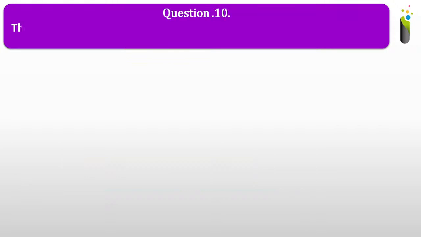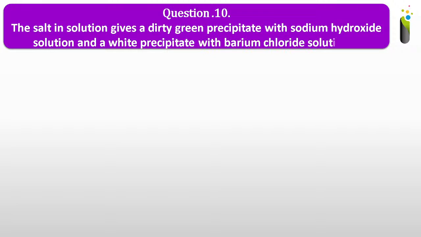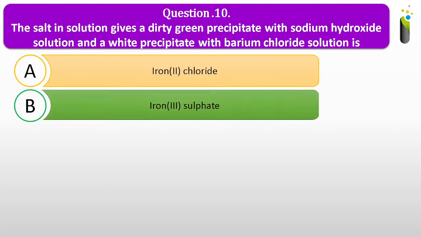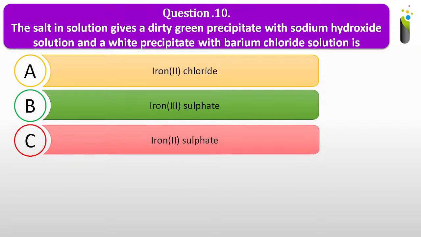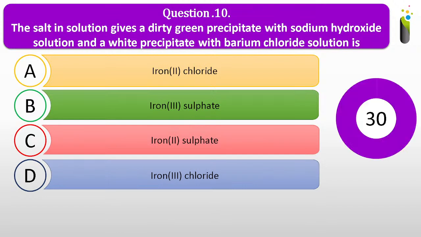Coming to the next question, number 10. The salt in solution gives a dirty green precipitate with sodium hydroxide solution, and a white precipitate with barium chloride solution is dash. A. Iron chloride. B. Iron sulfate. C. Iron sulfate, that is iron 2 sulfate. D. Iron 3 chloride.